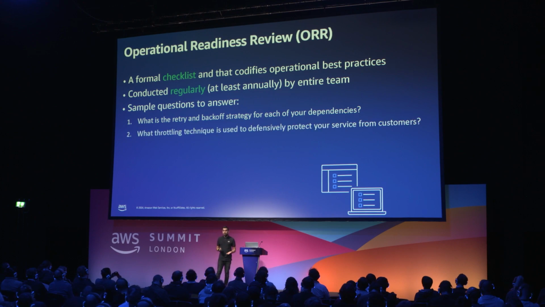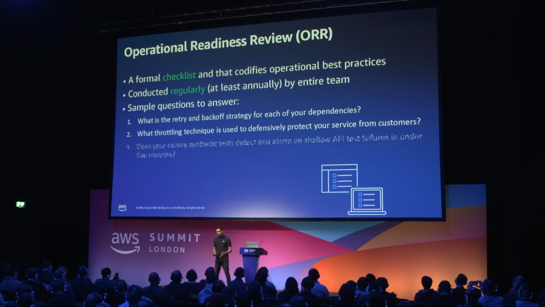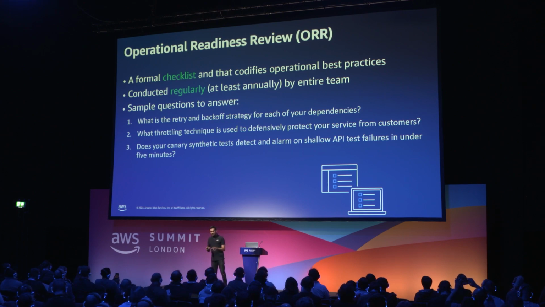Another one is throttling. If you are having a problem in your application, what is the outcome? What will be the effect on the whole application? Similarly, what is your alerting strategy? Are you over-alerting? Are you under-alerting? Who are the recipients of those alerts? So these are the review questions. They are not exhaustive. You can look at the operational readiness review details.